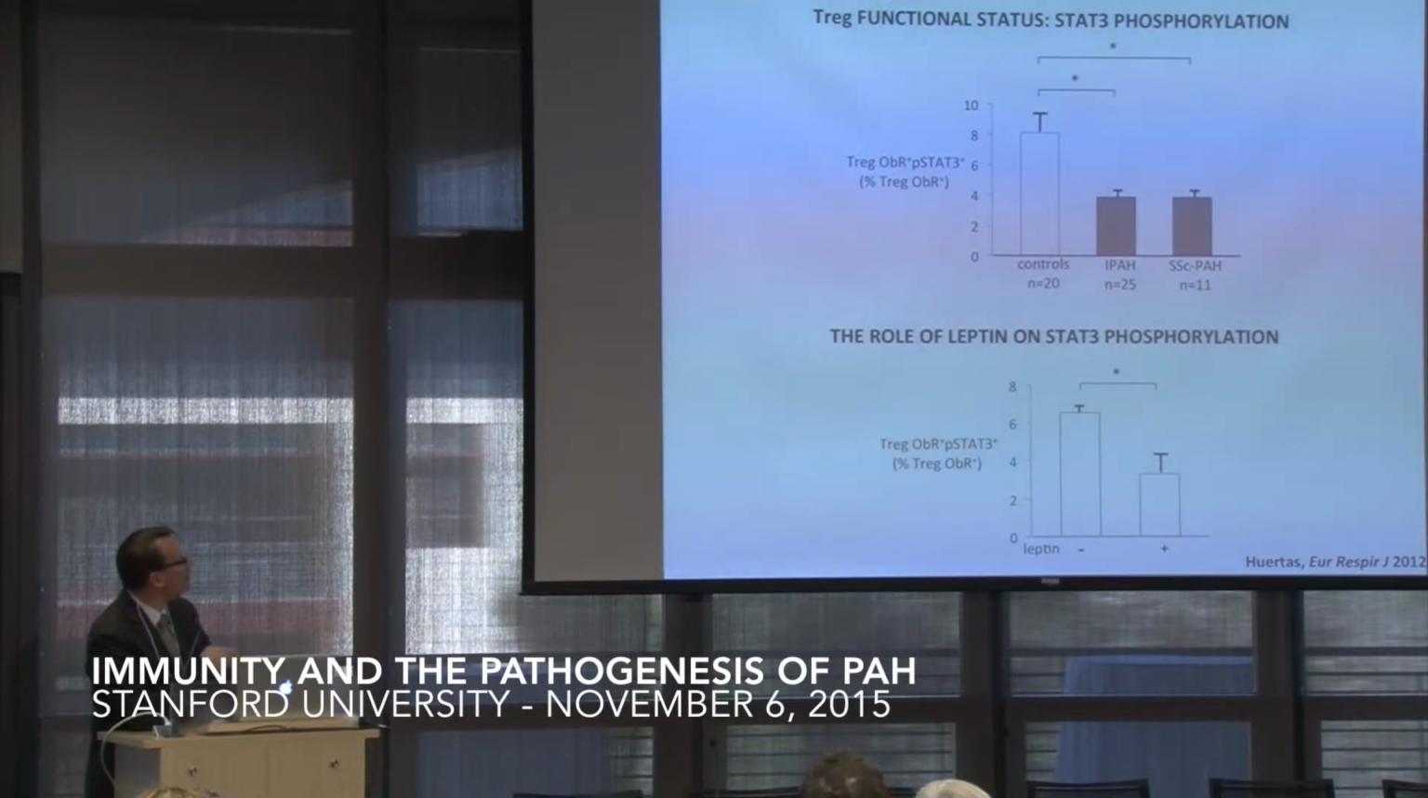And you see here, this is in the bloodstream of patients with PH. These are controls and these are PH. We could confirm that in PH, patients have a down-regulation of the circulating Tregs, characterized by a decreased STAT3 phosphorylation.